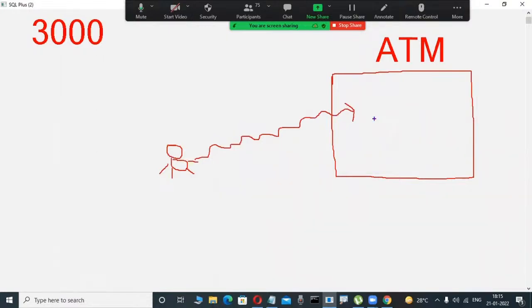Now I decided to withdraw some amount. Okay, fine. But unfortunately, my available balance is 3,000. Whenever I insert my ATM card and enter an amount, it will ask. In that case, maybe I mentally decided to withdraw 9,000 rupees. For example, whenever I try to withdraw 9,000 rupees.